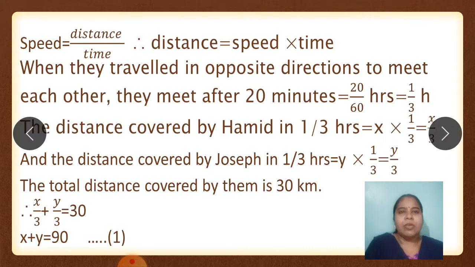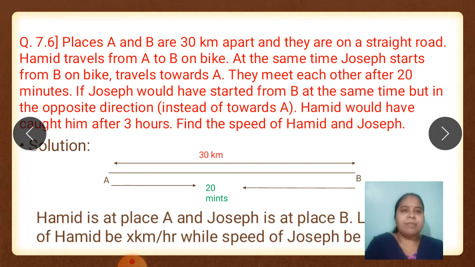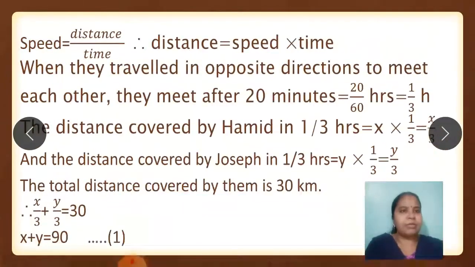Now see this. When they travel in opposite direction, look here. Are they traveling in the same direction or opposite direction? They both are traveling in opposite direction. One in this direction, one in this direction. Correct? Both are traveling for 20 minutes, because in 20 minutes they are meeting each other. When they travel in opposite direction to meet each other, they meet after 20 minutes. 20 minutes means how many hours? It is 20 upon 60, that is 1 upon 3 hours.